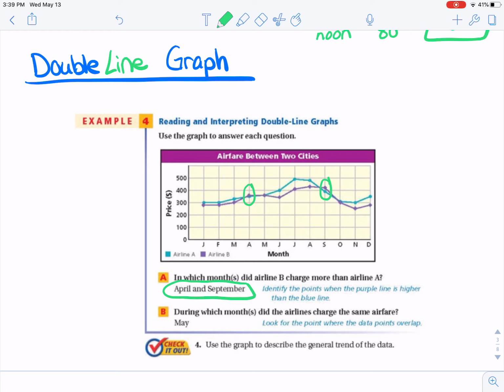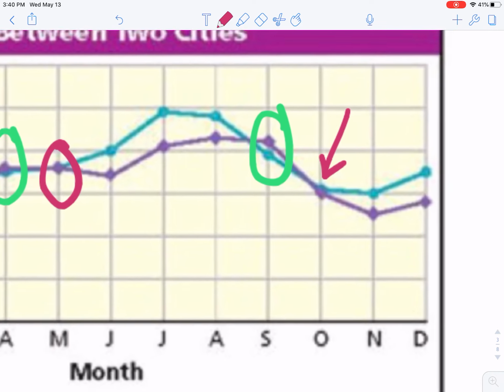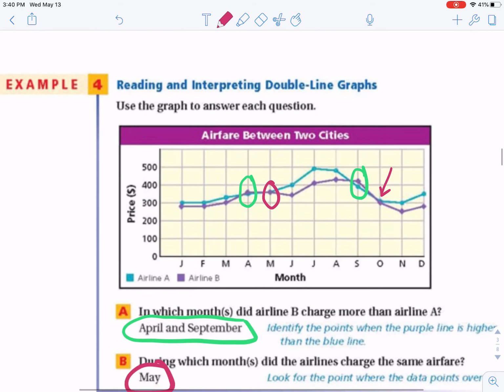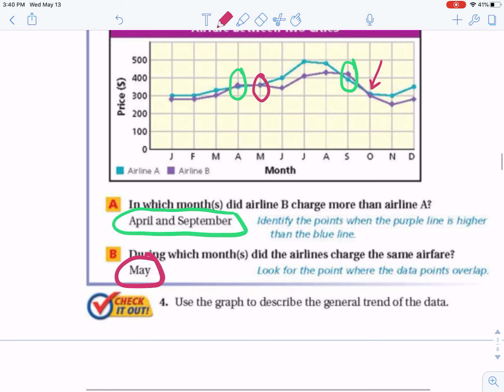Next, question B, during which months did the airlines charge the same airfare? So the same airfare, let's see, looks like May. This one doesn't quite look like it because you can see that the blue is just a little bit more. So just like they said, I agree with them that it would just be May. If you had to, maybe zooming in on it more, you could kind of see that the blue is just a little bit higher.